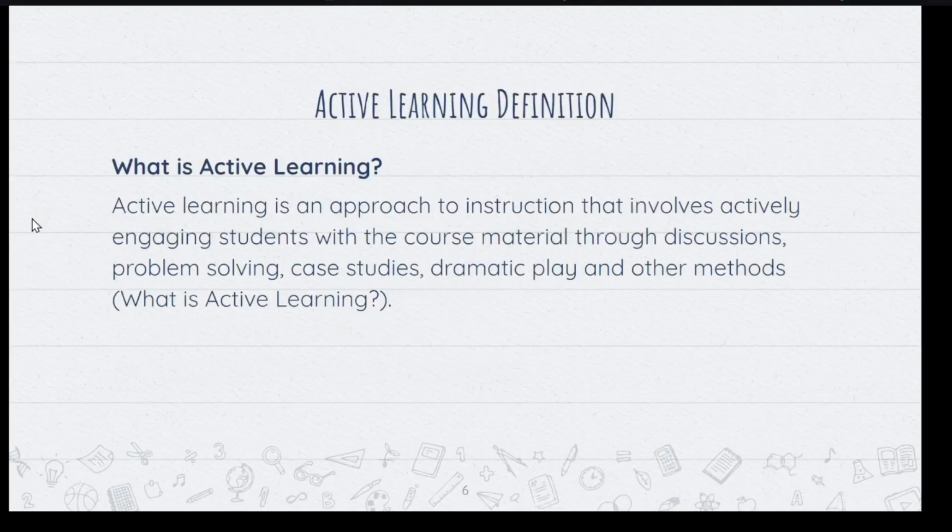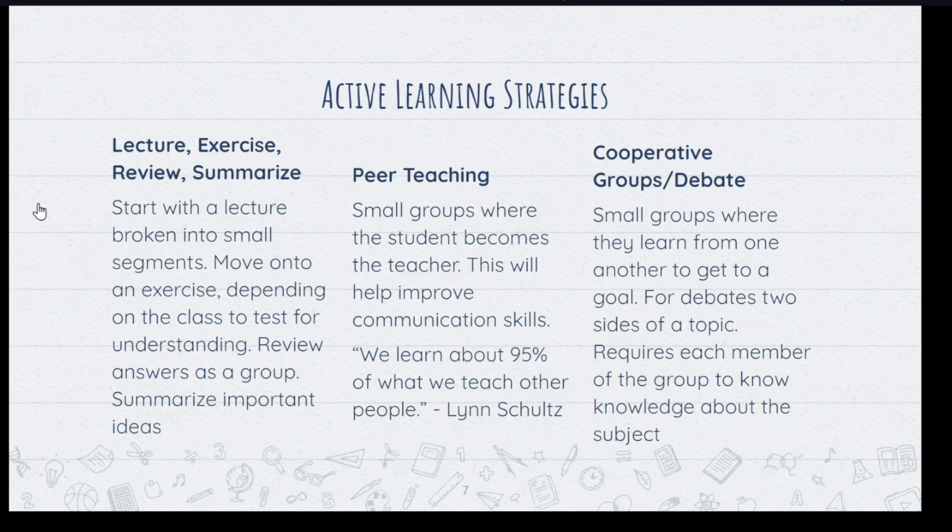First off, we have to know what active learning is. Active learning is an educational approach to instruction that involves actively engaging students with the course material through discussions, problem solving, case studies, dramatic play, and multiple other methods. We're going to be going through those methods right now, so let's get into it. Our first method is lecture, exercise, review, summarize, and repeat.